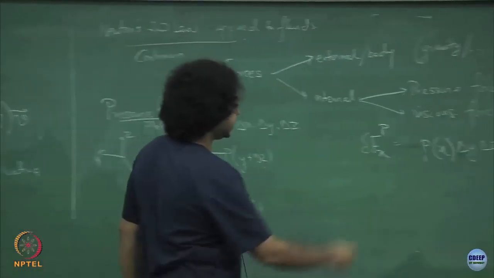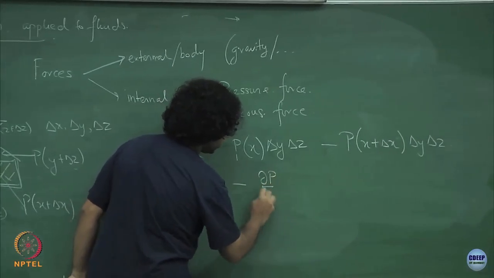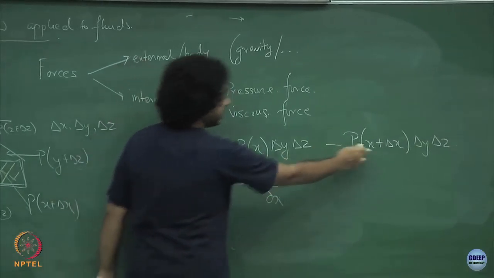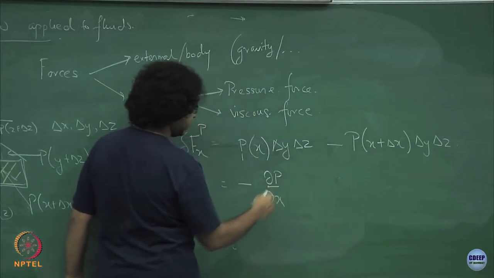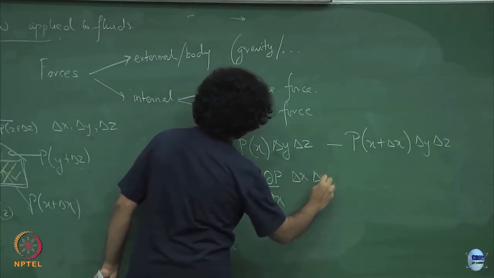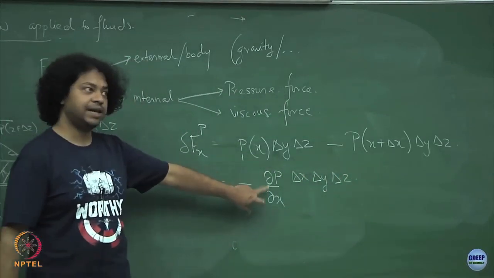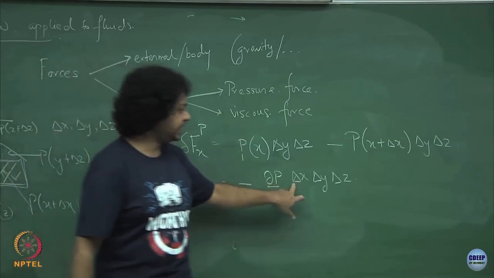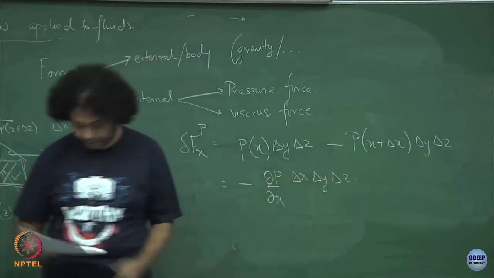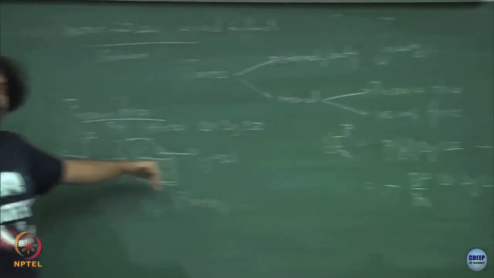So, what is this? This is nothing but minus del p del x, which is p of x minus p of x plus delta x, divided by delta x. If I multiply and divide by delta x, what I get is minus del p del x into delta x delta y delta z. That is the force along the x axis.